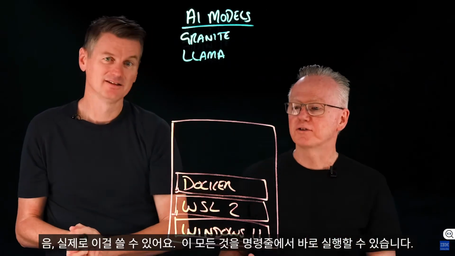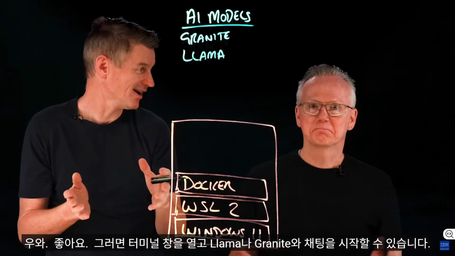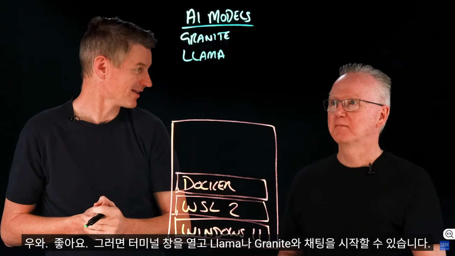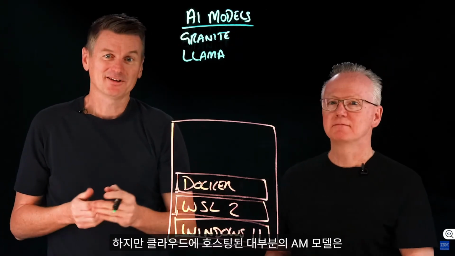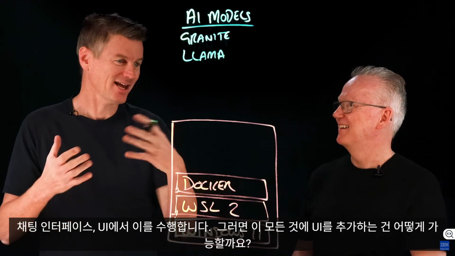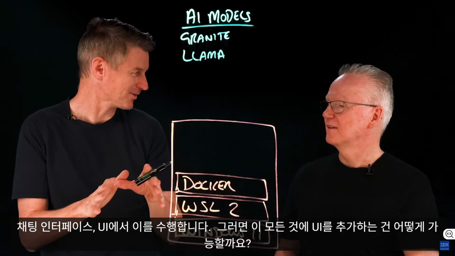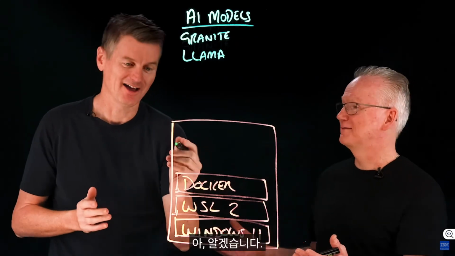Well, I actually can use this. I can run all this right from the command line. Wow, okay. So you can open a terminal window and then start chatting with Llama or Granite that way. Yes, very, very fast. But most of the AI models that are cloud hosted, you do that on a chat interface, a UI. So how are you able to add a UI to all of this? Docker containers. Ah, okay. All right.